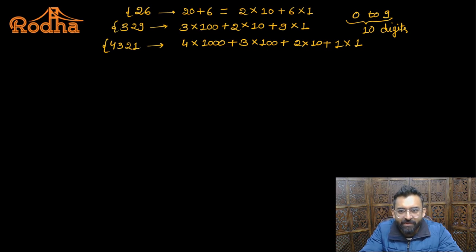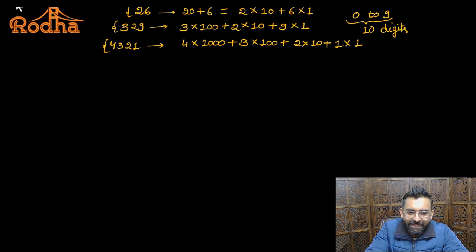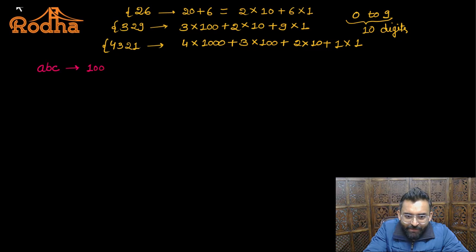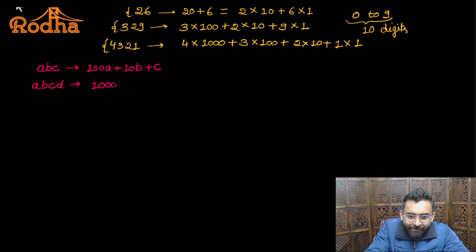So if I convert these numbers into variables, let's say I have a 3-digit number ABC. What is the expanded form of this number? If I convert this into an expression or equation form, this is going to be 100A plus 10B plus C. If I write a 4-digit number, it's going to look like ABCD. This is going to be 1000A plus 100B plus 10C plus D. Something like this.